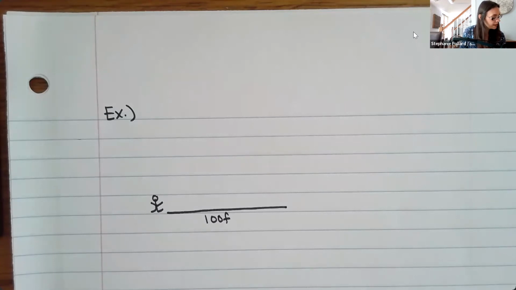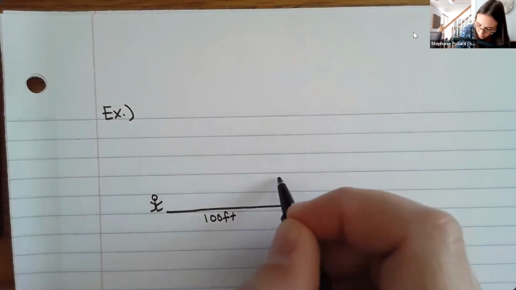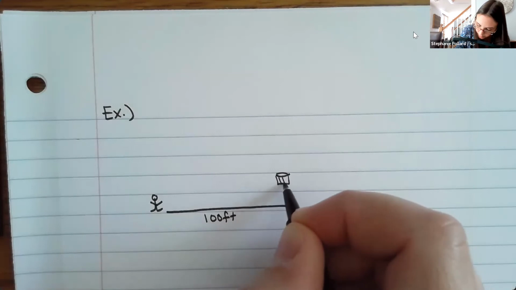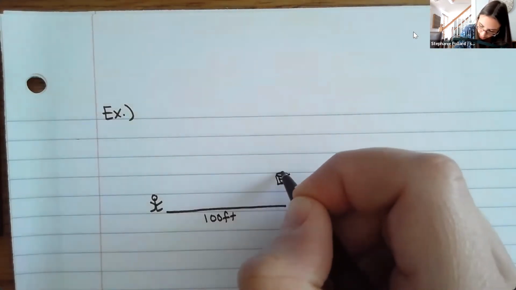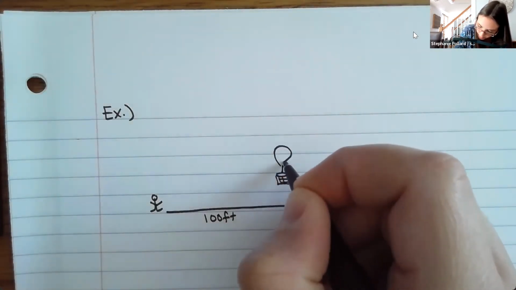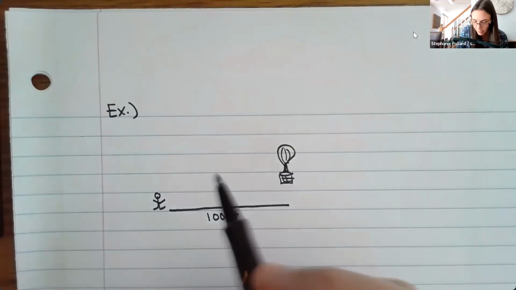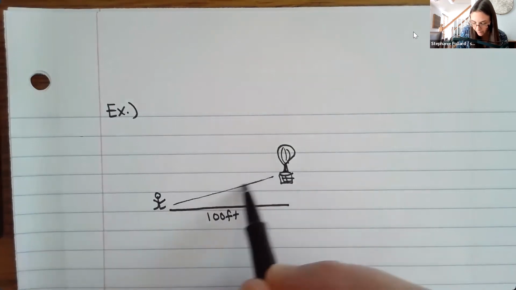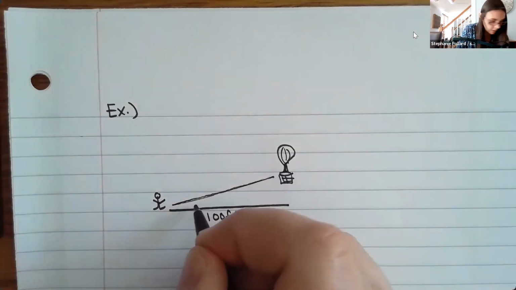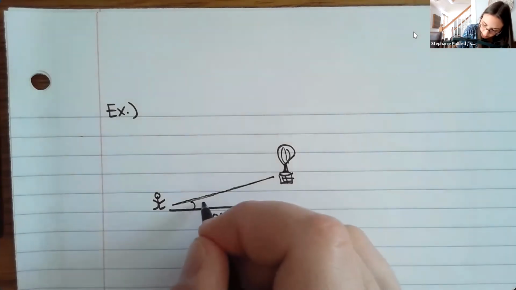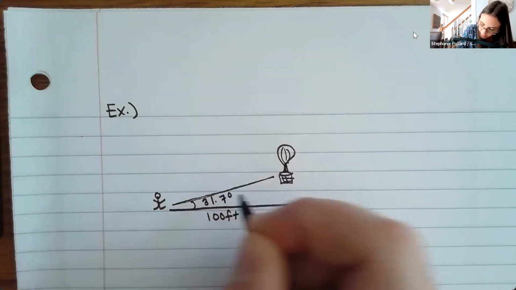So what happens is at one instant, the angle of elevation from the video camera to your face is 31.7 degrees. It's 100 feet. So let's say you're going up a little bit in your hot air balloon here. It's going to be a really bad drawing, but you get it, right? Here's your hot air balloon, and we're going up. And the angle of elevation here is going to be 31.7 degrees.